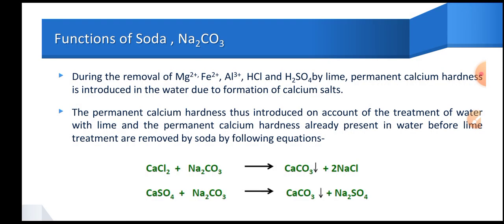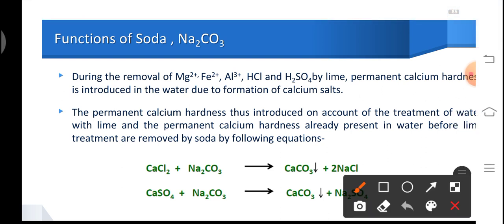Now let us see how we can use soda for the removal of salts. As we have seen in earlier slides, during the formation of insoluble precipitates, in some equations we have generated permanent hardness of calcium as well. This permanent hardness can be removed by soda. If calcium chloride or calcium sulfate is generated, these are the permanent salts of calcium.